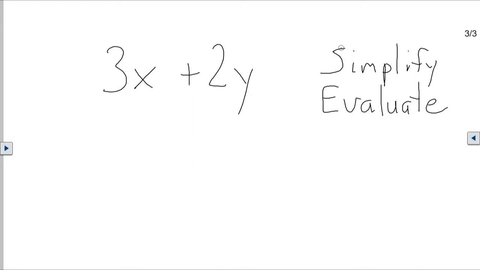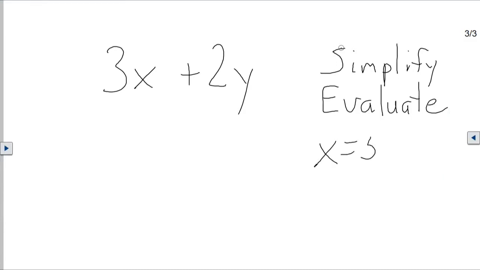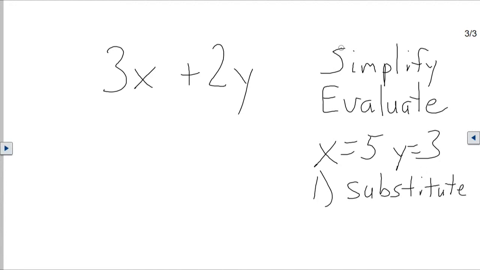We worked on order of operations where we're doing funneling. Similar thing here. Now, in order to simplify or to evaluate this, we need to know first the value of the variables. So in this case, let's make x equal to 5 and y equal to 3. So there's really 2 steps involved. Step 1, we have to substitute. We just take out our variables, and we put in our values for those variables.